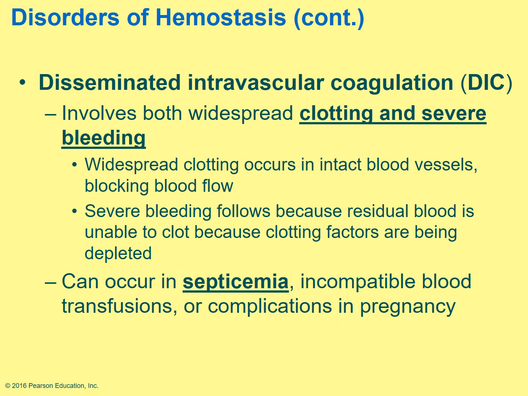Disseminated intravascular coagulation, or DIC, is where you have both widespread clotting and severe bleeding. You tend to have widespread clotting that occurs in intact blood vessels that have not been damaged. That's going to block blood flow. You may also have severe bleeding because residual blood is not able to clot because the clotting factors have all been depleted in forming the blood clot that wasn't necessary. This is seen in septicemia, sometimes with incompatible blood transfusions.